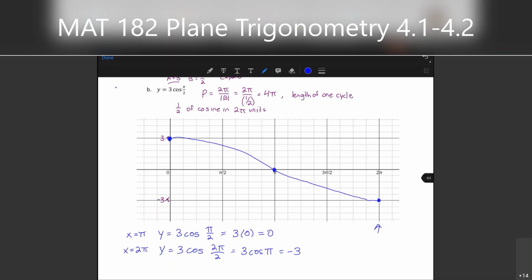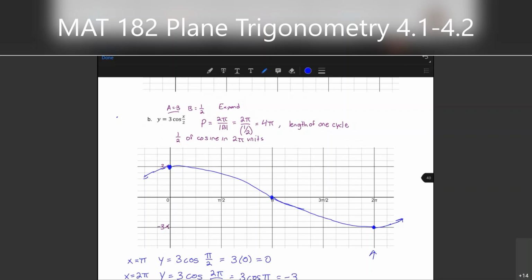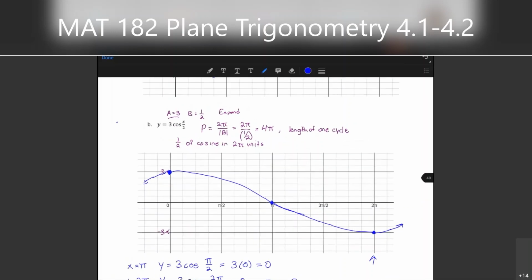So that would be kind of an ugly graph there. Let's get a little bit more curvature there. So this would be really half of a cosine wave that we would have here. So this would be an expansion. All right. Any questions with the combination of these two?